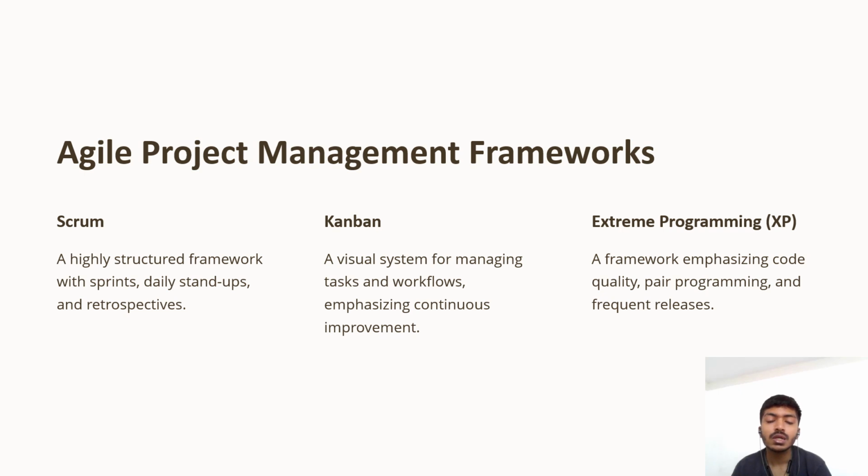So now let's move on to Kanban, which is a visual system for managing tasks and workflows, emphasizing continuous improvement. Some of the elements of Kanban include the Kanban board, then work-in-progress limits, then we have continuous delivery, and that's it.